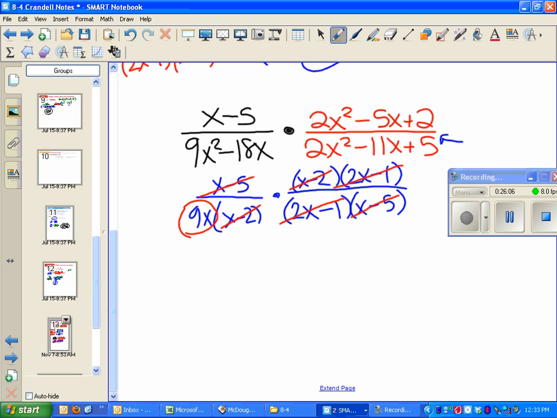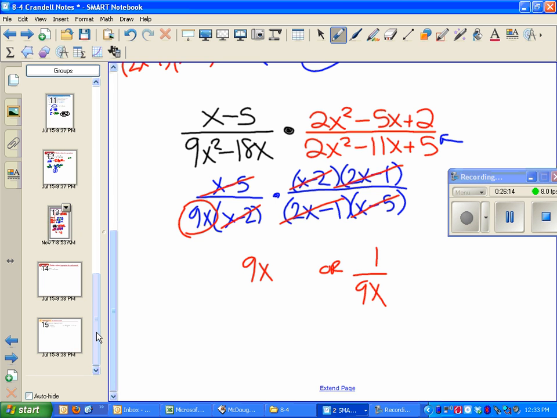So my question is, is it 9x or is it 1 over 9x? Which one could it be? Okay, well, technically I'm reducing by ones. So on the top, it's 1 times 1 times 1. So this is our final answer: 1 over 9x. 9x has to stay in the denominator. Okay, so if you knew that already, good job.